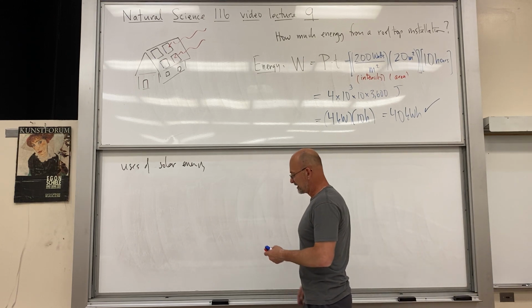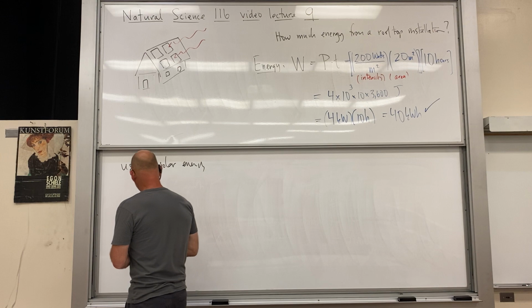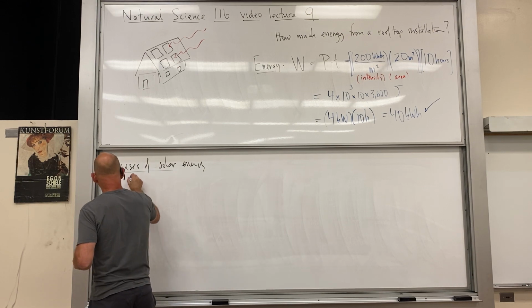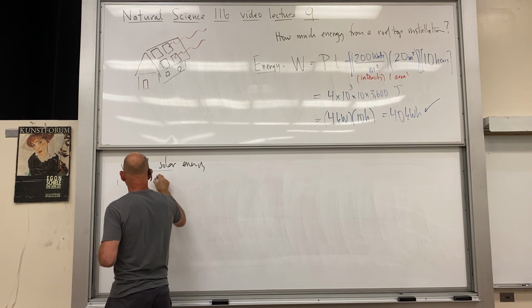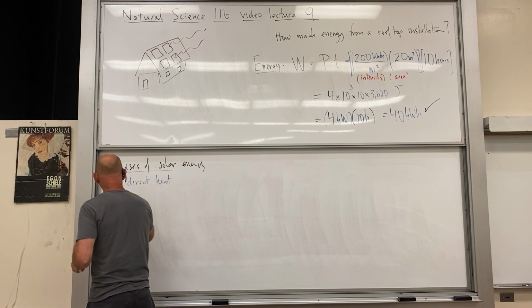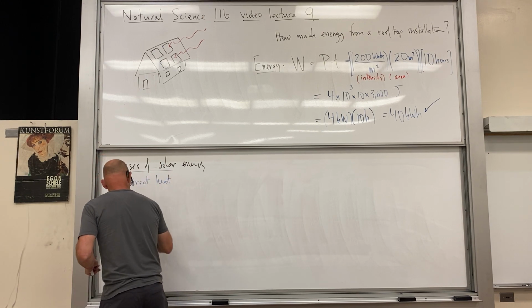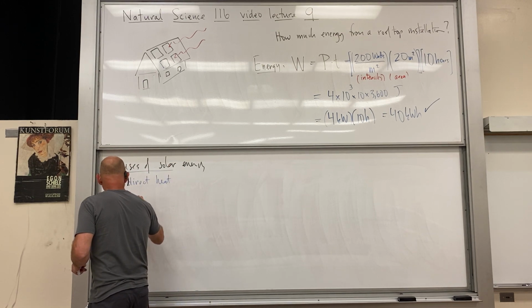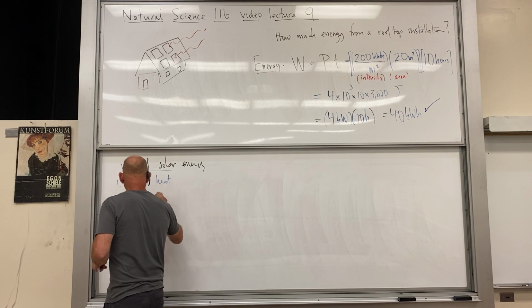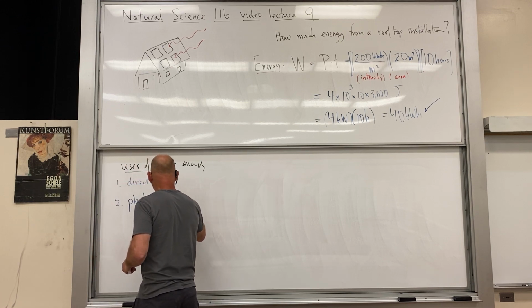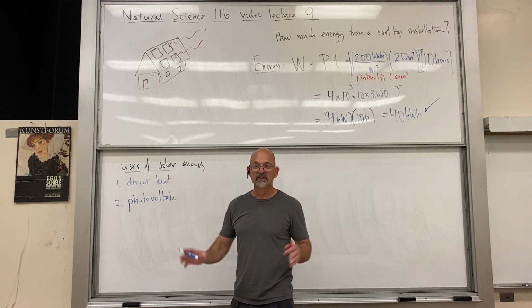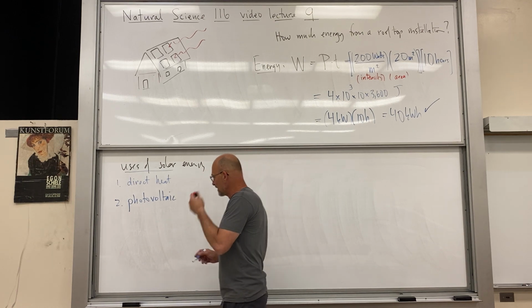Okay, so we had uses of solar energy. Let me go ahead and list these again. We have the direct heat, and then our second one that we just talked about, solar cells. I'll just write photovoltaic. Okay, photovoltaic, that's the direct conversion of sunlight to electricity.